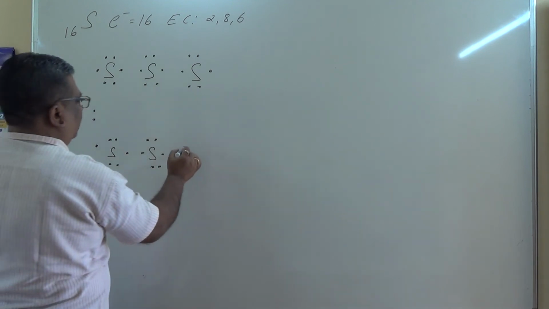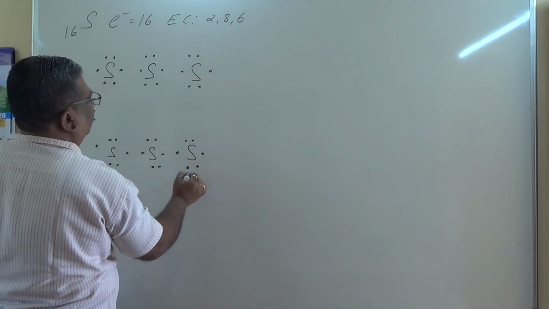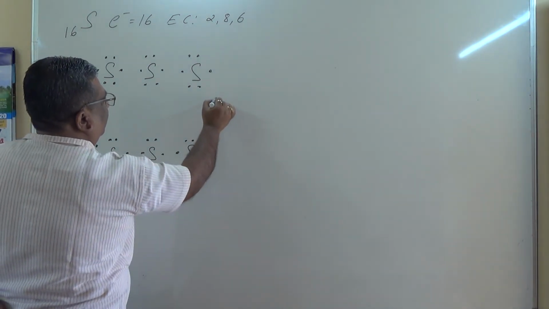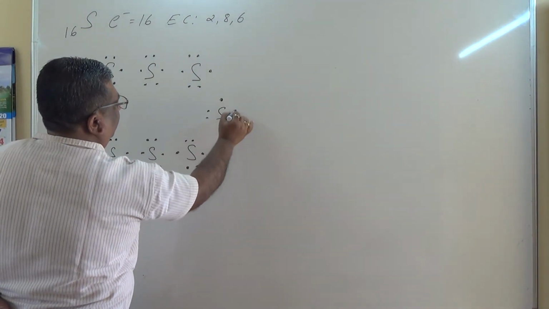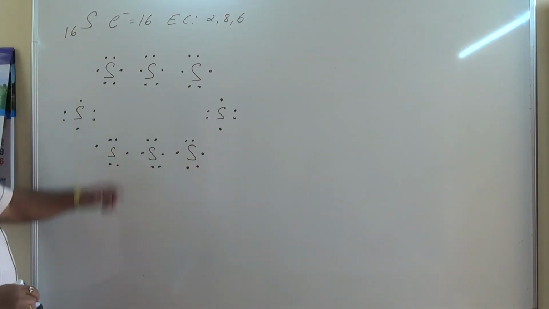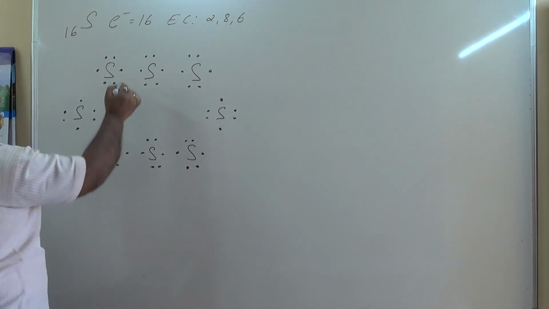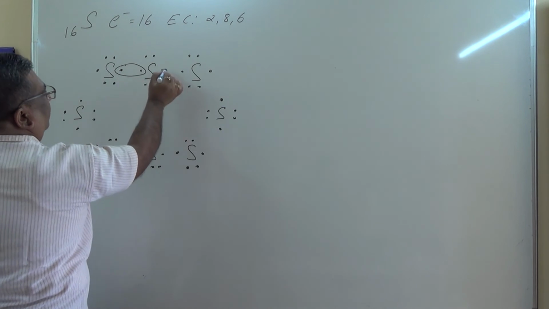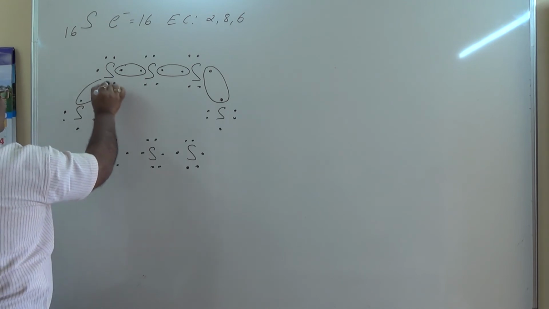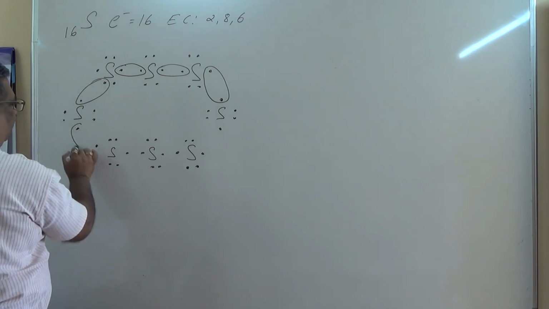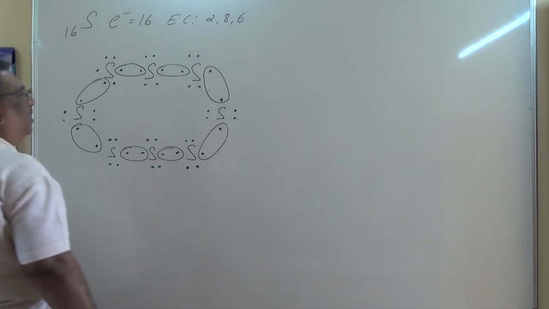I hope you are able to understand what I am drawing here. Everywhere, did you find 6 electrons? Yes. How does the bond formation take place? These two are shared, these two are shared, these two are shared, these two are shared. And here, here, here, and here. So this is the bond formation.